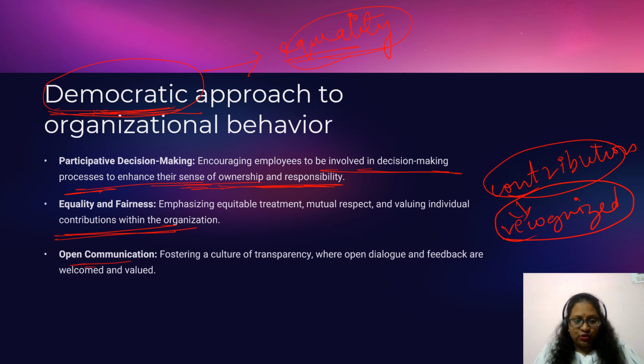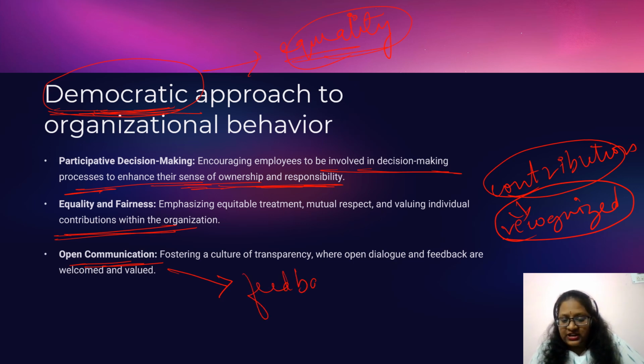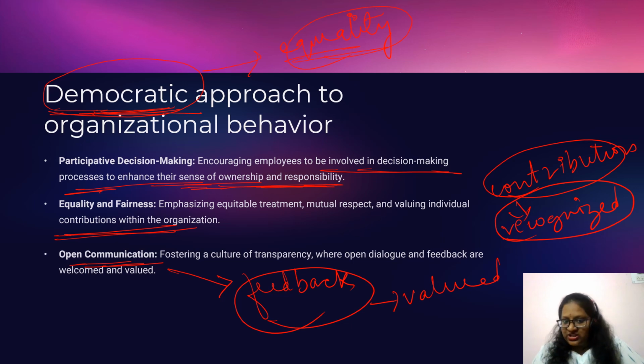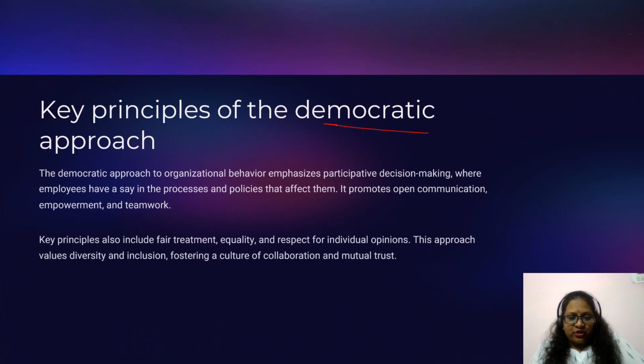Now next comes open communication, fostering a culture of transparency where open dialogue and feedback are welcomed and valued. Here any human in an organization can go ahead and give feedback on what and how he is feeling. These feedbacks are valued and looked into in an organization. Now this is the major aspect or approach to organizational behavior. Now let's see what the key principles of it are. Key principles of the democratic approach.